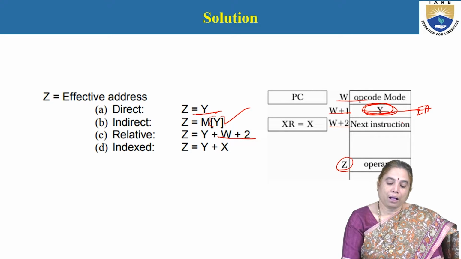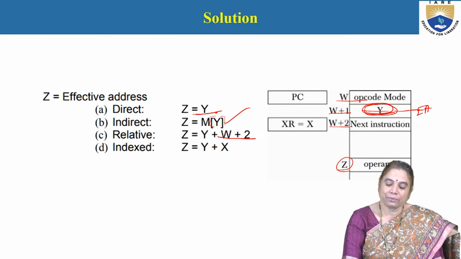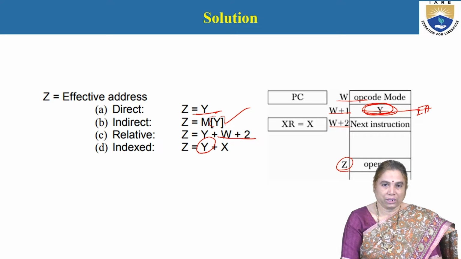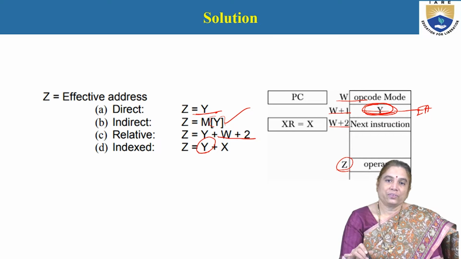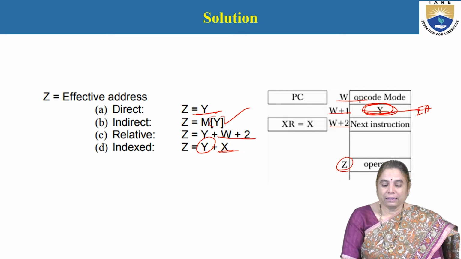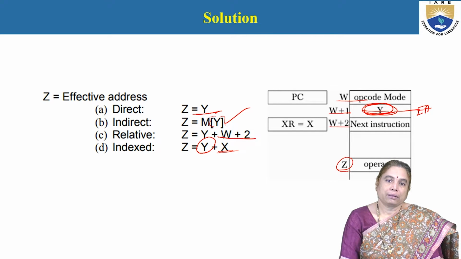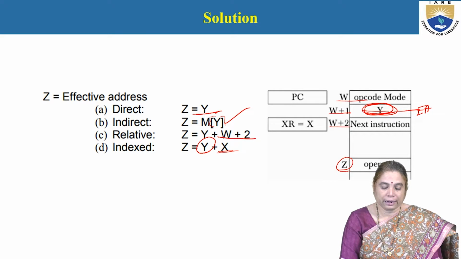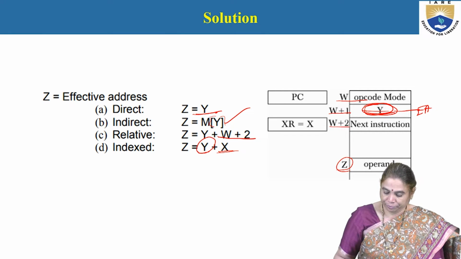In case of indexed addressing mode, the address field that is specified in the instruction, Y, is added to the index register value. Here the index register value is X. So Z is equal to Y plus X. In this way, the effective address of the operand can be evaluated in different addressing modes like direct, indirect, relative and indexed.